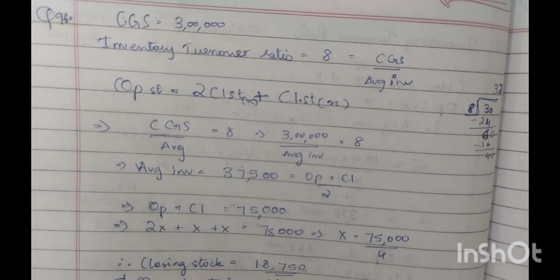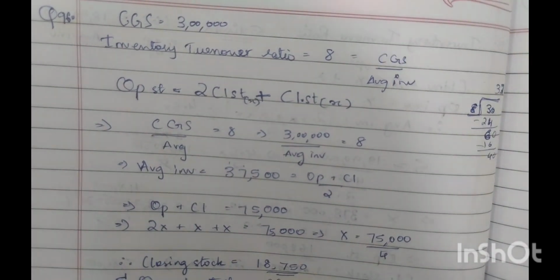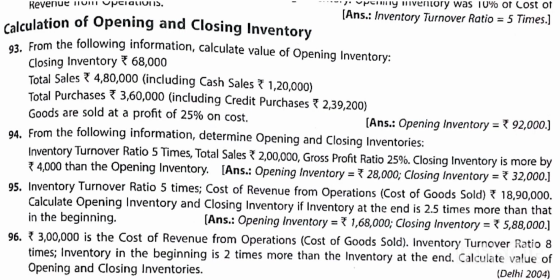Moving on to the next question, 96.3 lakhs is the cost of revenue from operations, or CGS. Inventory turnover ratio is 8 times. Inventory in the beginning is 2 times more than that of the inventory at the end. Calculate the value of opening and closing inventories.